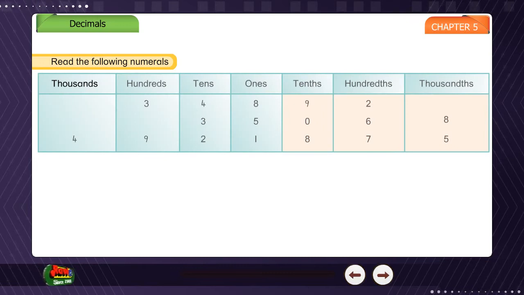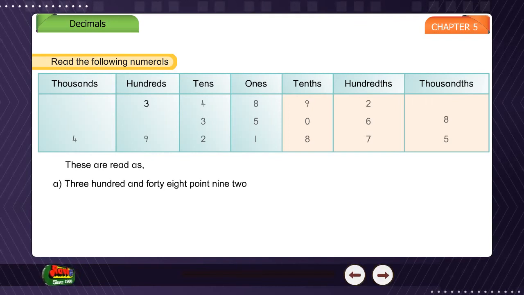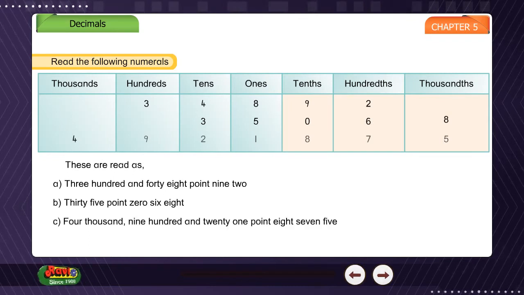Read the following numerals, with places thousands, hundreds, tens, ones, tens, hundreds, thousands. These are read as A, 348.92; B, 35.068; C, 4921.875.